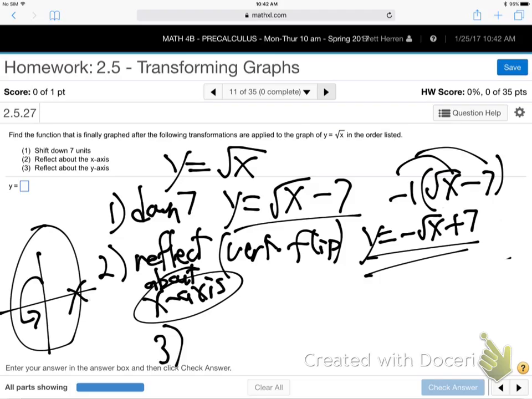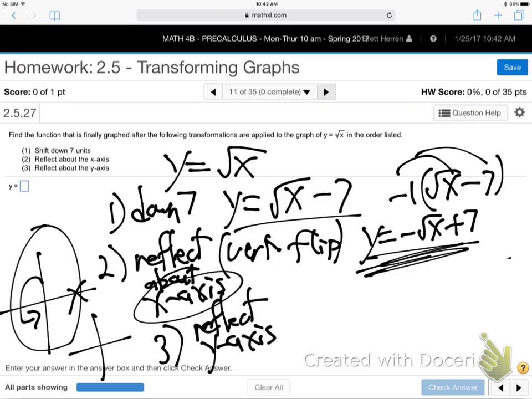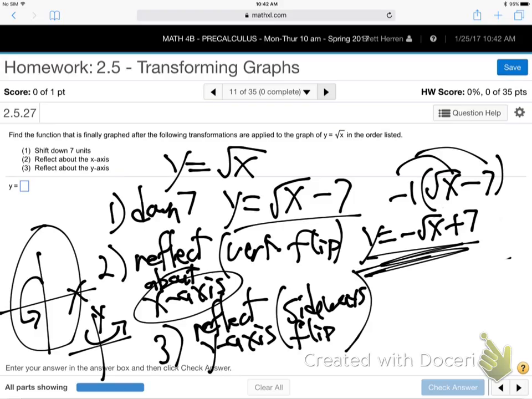Now, part 3, keep building. Take this now and do the last step. Reflect about the y-axis. And you know, y-axis, that means sideways. That means a sideways flip. In other words, an x flip, huh? All right, can you do that?